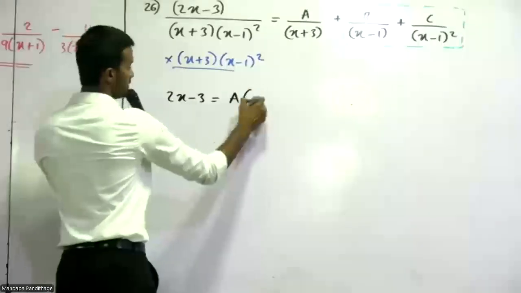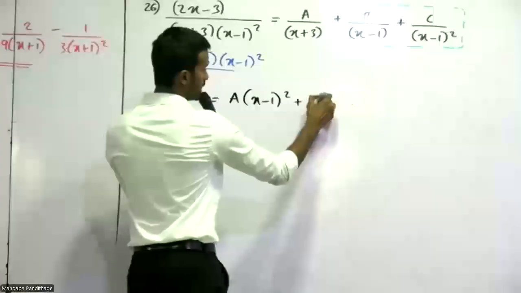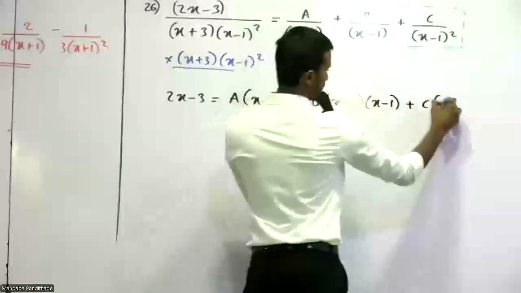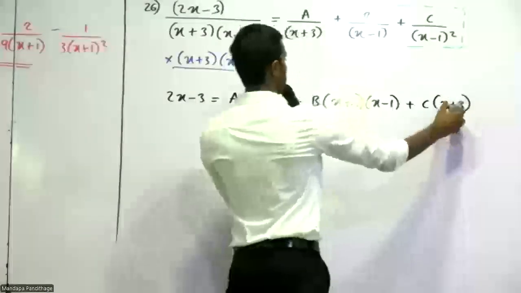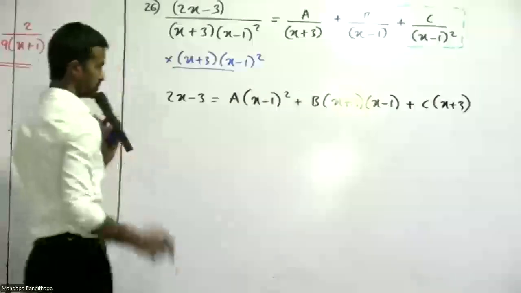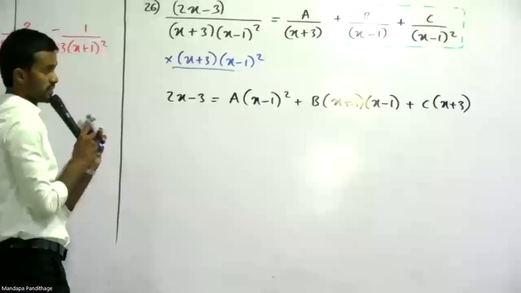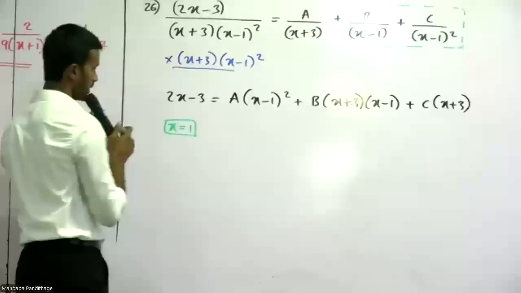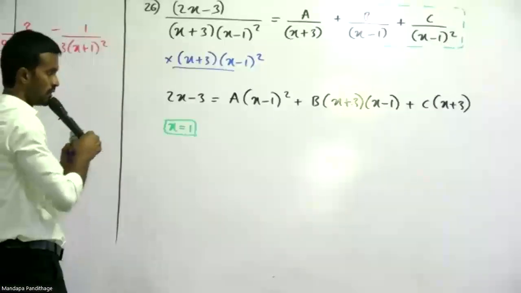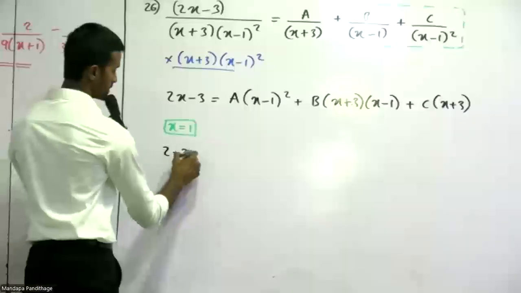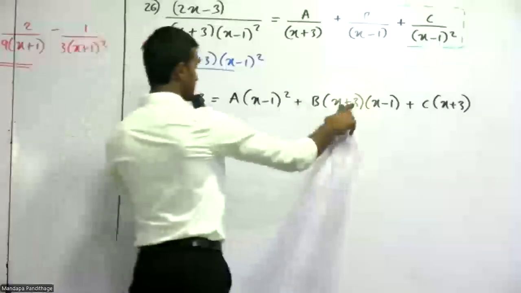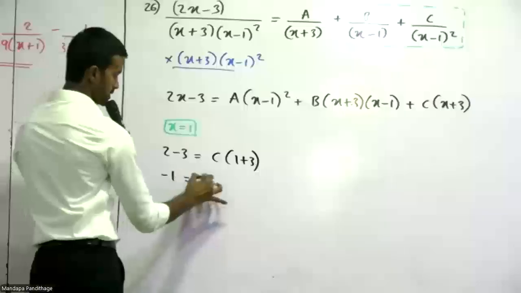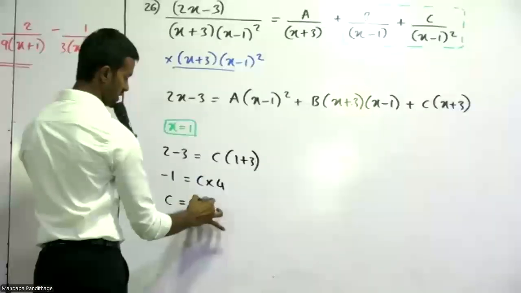is equal to A times x minus 1 squared. The x plus 3 and x minus 1 and x minus 1 squared cancel off. So you can substitute two values, x equals 1 and x equals minus 3. When you put x equals 1, it's 2 minus 3. So this becomes 0. Only the last one will be remaining, 1 plus 3. So minus 1 is equal to C into 4, which gives you C is minus 1 over 4.